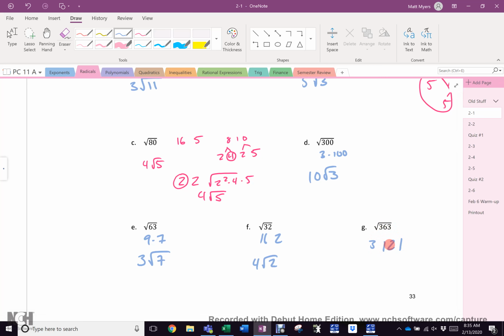What's the square root of 121? 11 root 3. See how much you can do in your head? Everybody is good? It doesn't get any more difficult than that. If you can do this, it doesn't matter what I put there, you can do radicals. Everybody's cool? Okay, turn the page over.